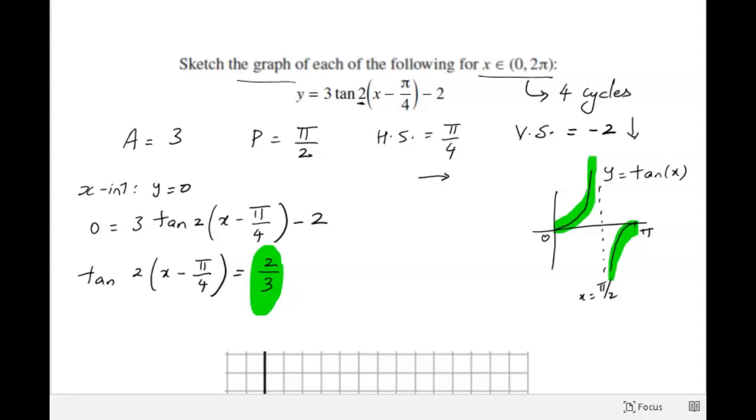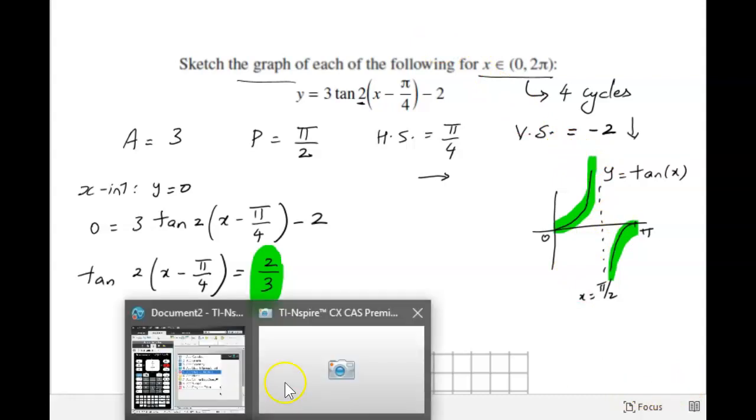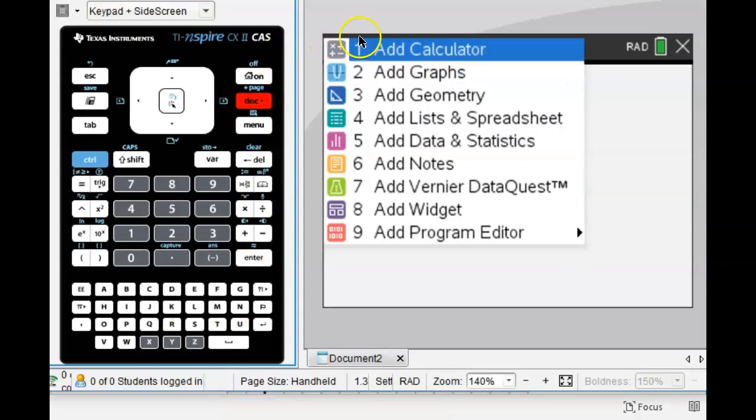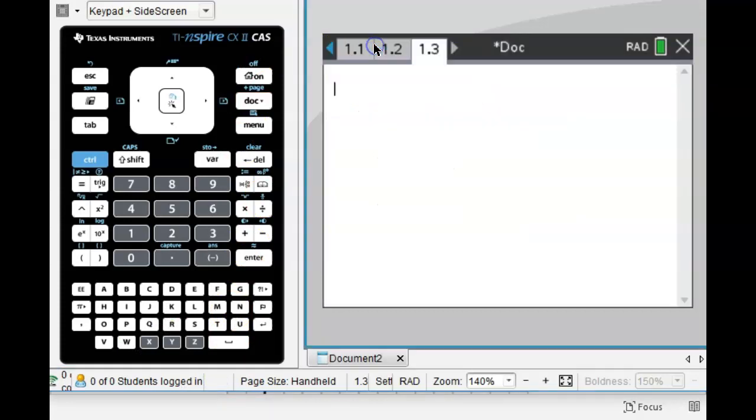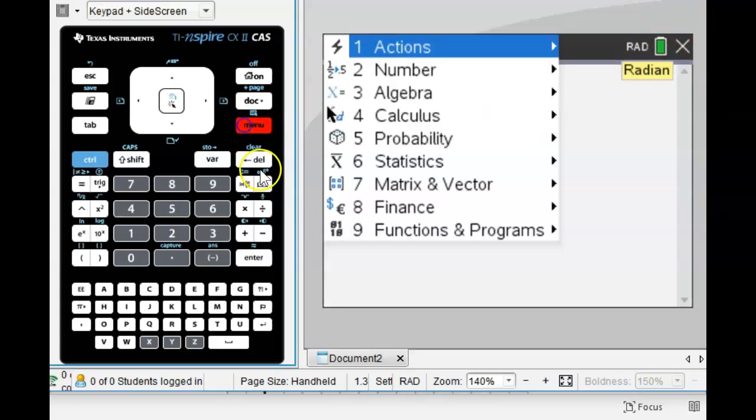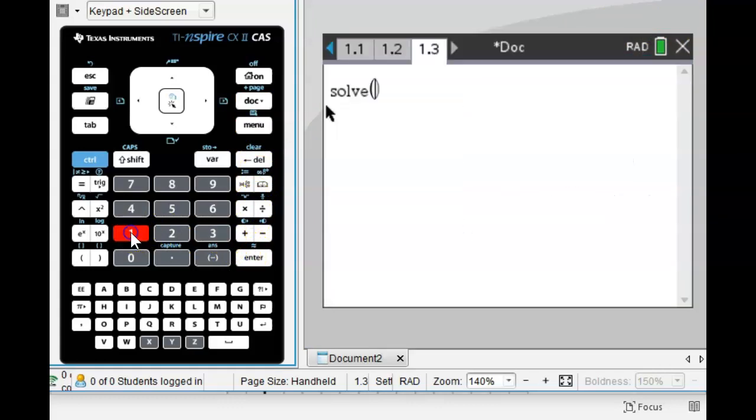I'm going to fire up my CAS calculator. So we're going to go straight to our CAS calculators. I'm going to open up, you can open up a graphing page as well, but I'm going to open up a calculator page. And again, most importantly, make sure your calculator's in radians. So we're going to go menu, algebra, solve.